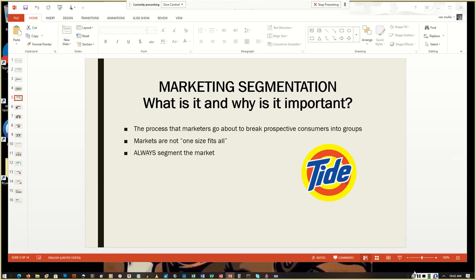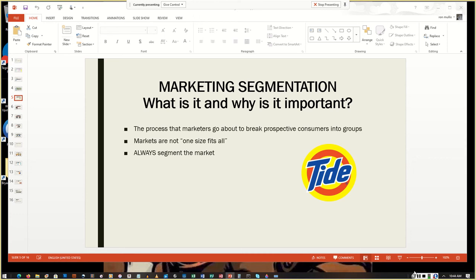Market segmentation, the definition for that, is the process that marketers go through to understand prospective consumers or to break them down into different consumer groups. These groups are going to share similar needs and will respond similarly to a marketing action.